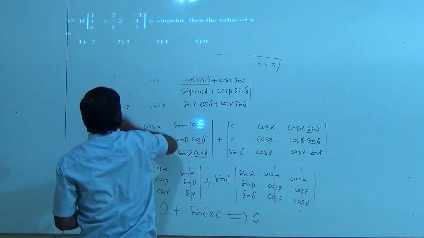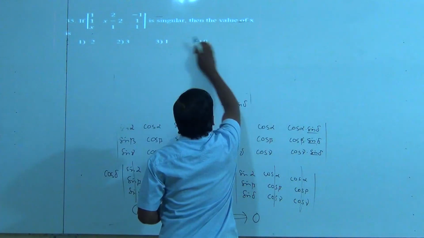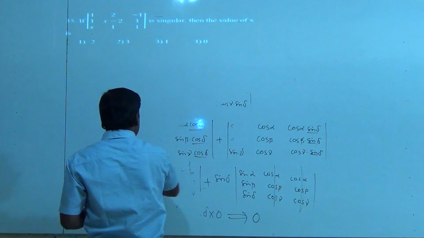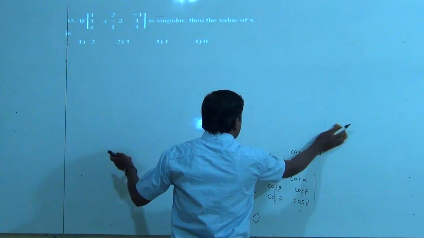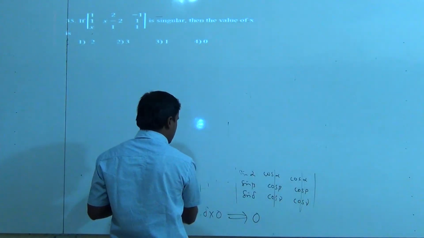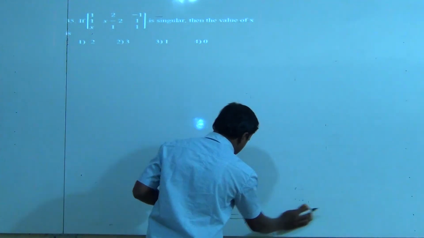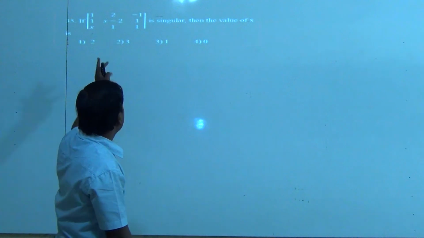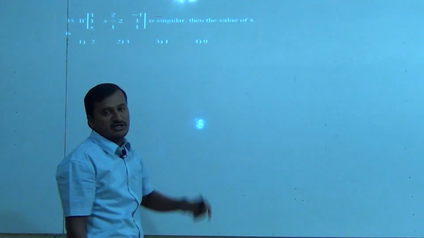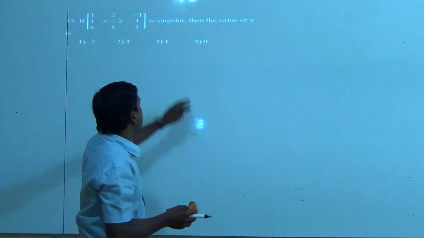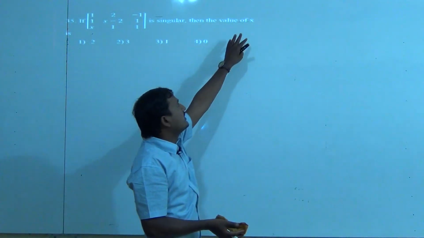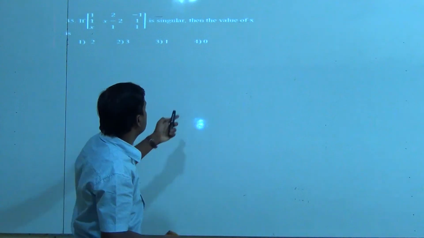Okay, this question also we have solved in previous videos, so this is also homework. What they have given: it is singular, which means take the value of this determinant equal to 0 and expand this determinant and find the value of x. So this is homework.